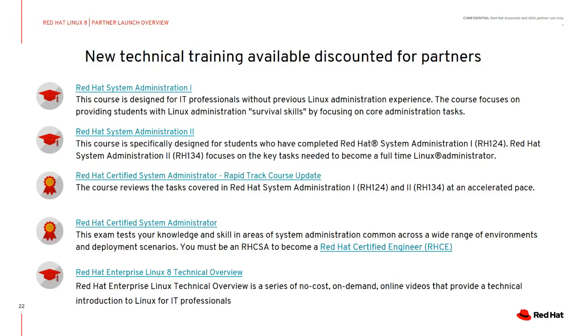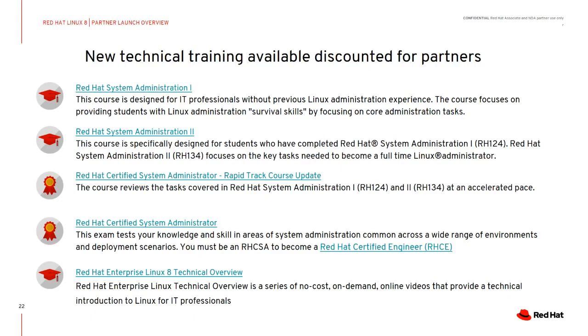To become a full-time Linux administrator, that is what to focus on. So with the rapid track course, you'll get both in a single course model. Once you're done with these courses, Administration 1 and Administration 2, rapid track courses, you are eligible to take the certification, Red Hat Certified System Administrator.